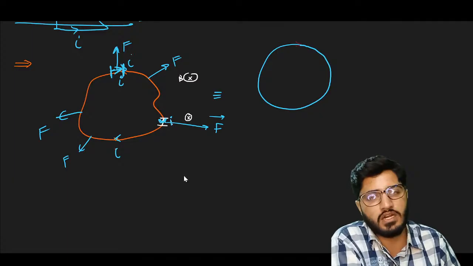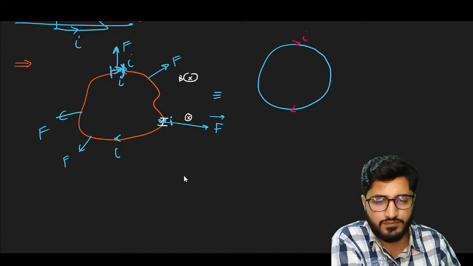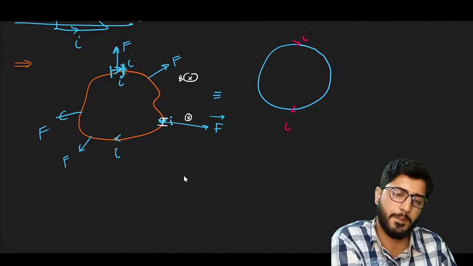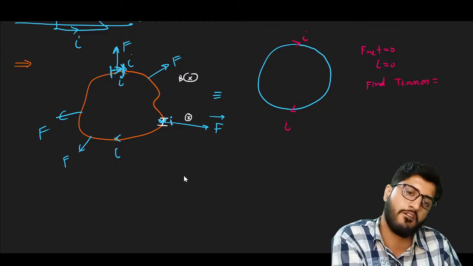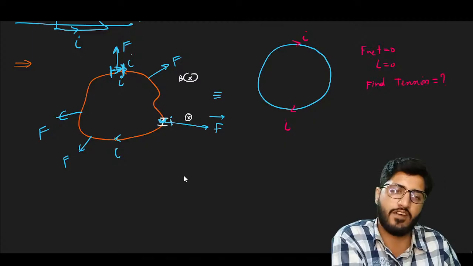Now this shape gets converted into this perfect shape. Okay. Current I is flowing. So what we know is that now, sir, net force is zero. Why, sir? Because L is zero. If somebody asks you to find tension, find tension. Okay, this word you need to highlight. Find tension. This one.